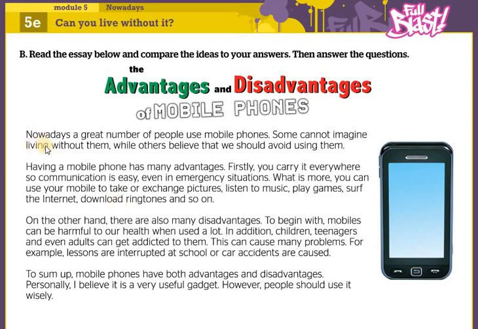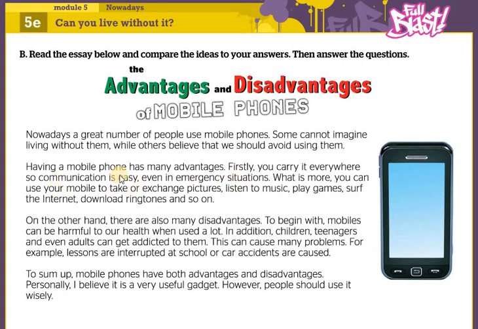Nowadays a great number of people use mobile phones. Some cannot imagine living without them, while others believe that we should avoid using them. So we call this an introductory paragraph. Let's move to the body. In the body, we have 2 paragraphs. One of them is going to talk about advantages of using mobile phones, and one of them is going to talk about disadvantages.